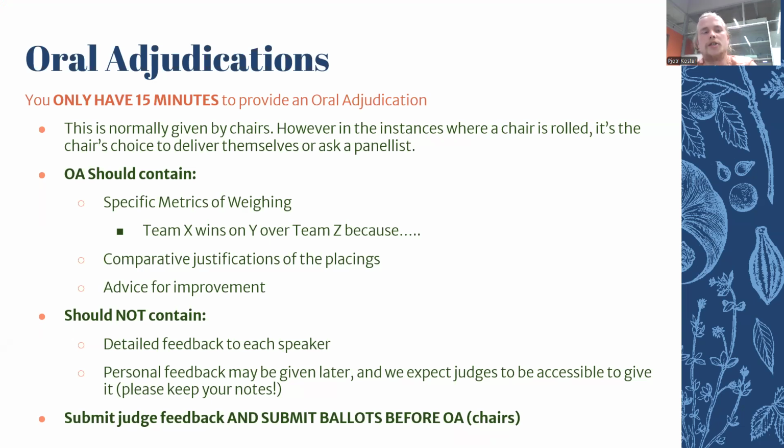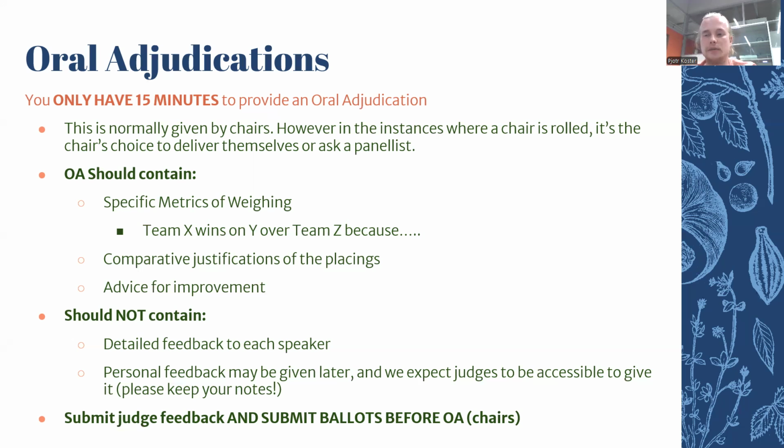What you should do is contain specific metrics of weighing. So you say, I think that team X wins over Y because of these reasons, of this specific metric that I think is important, on how you save more lives. And then you explain where the metric comes from. Is this metric explained by the teams? Is this something that everyone implicitly agrees on? And then you just give some comparative justifications of these placings.